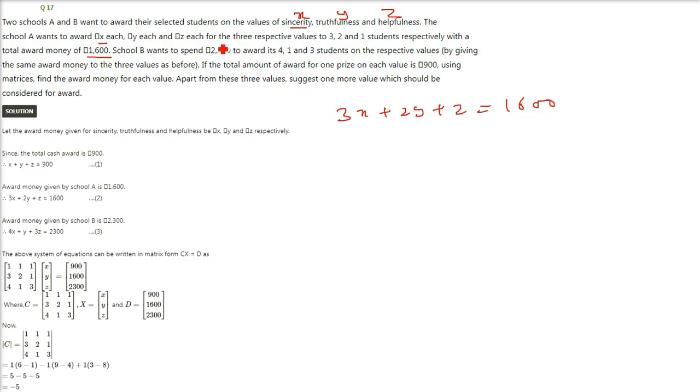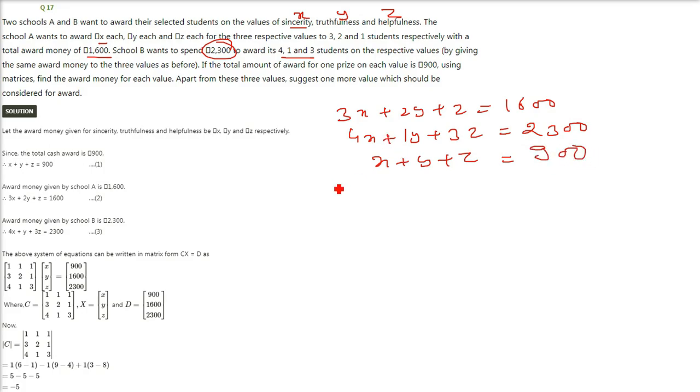And then school B wants to spend 2300 for 4, 1, 3, so 4x plus y plus 3z, and that is going to be equal to 2300. And then the total amount of award for one prize on each value is 900. Either you can write this equation at the top, or you can do it like that only: x plus y plus z equals 900. So let me write this, x, y, z.